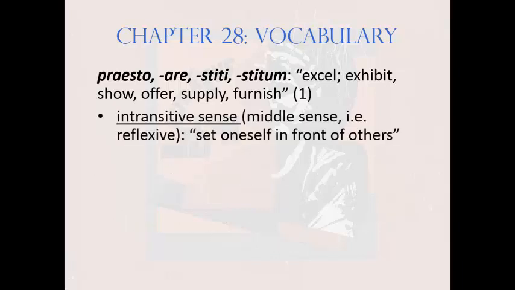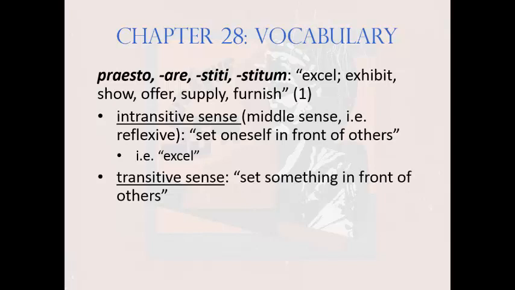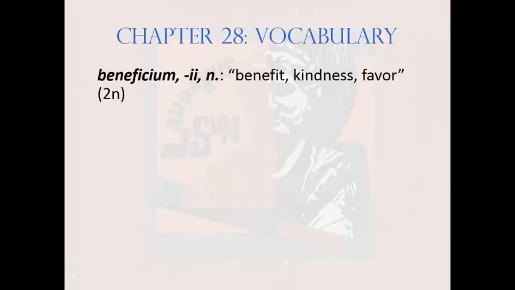Praesto has both an intransitive sense, it doesn't take a direct object, meaning to set yourself in front of others, that is, excel, and it also has a transitive sense, where it does expect a direct object, to set something in front of other things, that is, show or furnish it. Last word, a word you ought to think about. Beneficium, beneficii, neuter, meaning benefit, kindness, or favor, like things you do for your teacher, most of them resulting from listening and studying.